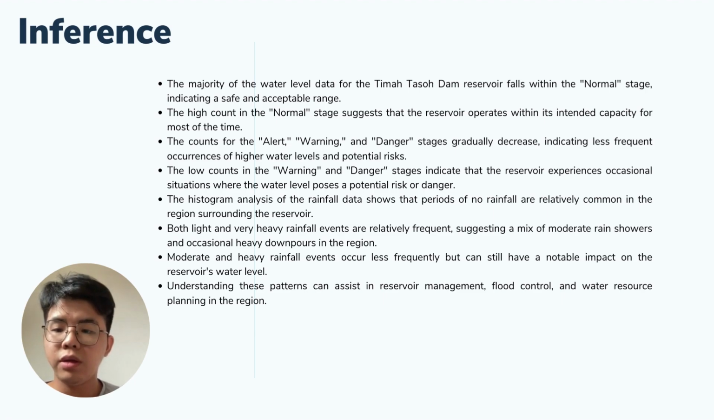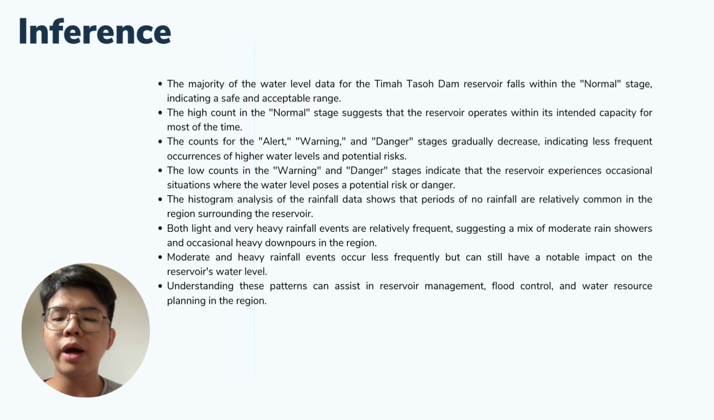As for the inference, the histogram analysis of the water level data reveals several important inferences. Firstly, the majority of the recorded water level data falls within the normal stage with a count of 2,493. This suggests that the water level in the Timataso Dam reservoir typically remains within a safe and acceptable range. The high count in the normal stage indicates that the reservoir operates within its intended capacity for most of the time. Additionally, the counts for the alert, warning, and danger stages gradually decrease, indicating less frequent occurrences of higher level water levels. This suggests that instances when the water level approaches or exceeds certain thresholds are relatively rare.